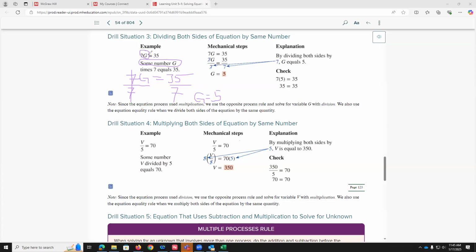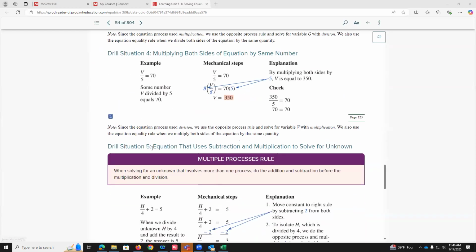Well, we know how to check that, right? We take our original equation up here, and we've got 7 times, I'll put a little dot here, 5 equals 35. And that is true, right? 7 times 5 is 35, and we're good to go with that. So we've solved that equation. So we've had an opportunity to look at adding, subtracting, and dividing. Now we're going to take a look at multiplying.